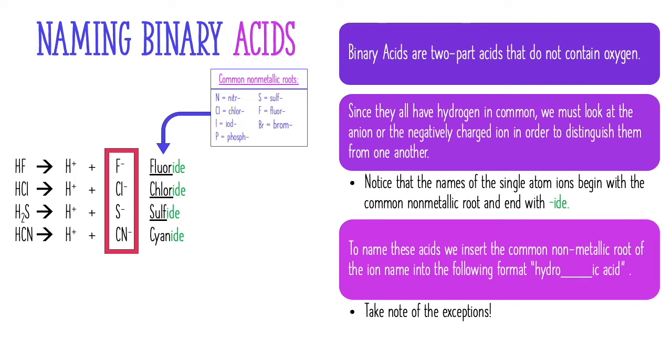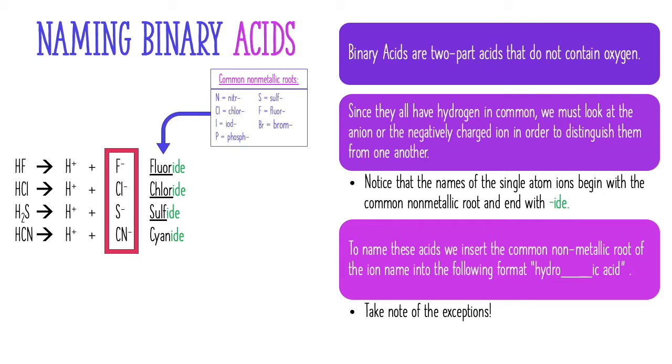So what we're going to do is take the common nonmetallic root. For these single atom ions right here, fluoride, chloride, and sulfide, the common nonmetallic roots, if you remember, we used those before when we named compounds a while back. And then for cyanide, it's kind of an exception because it's a polyatomic ion and it doesn't contain oxygen, so it falls into this binary acid group, but it ends with IDE, so we're going to use cyan for the root here. All right, so we're just going to use this formula, hydro-blank-ic acid, and we're going to enter the root into that blank space.